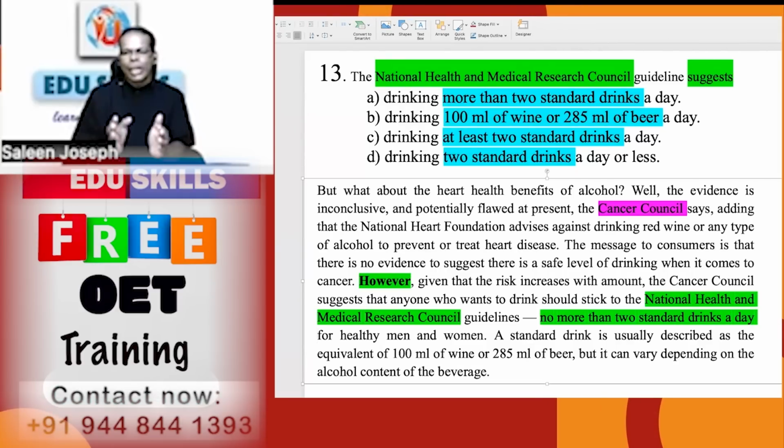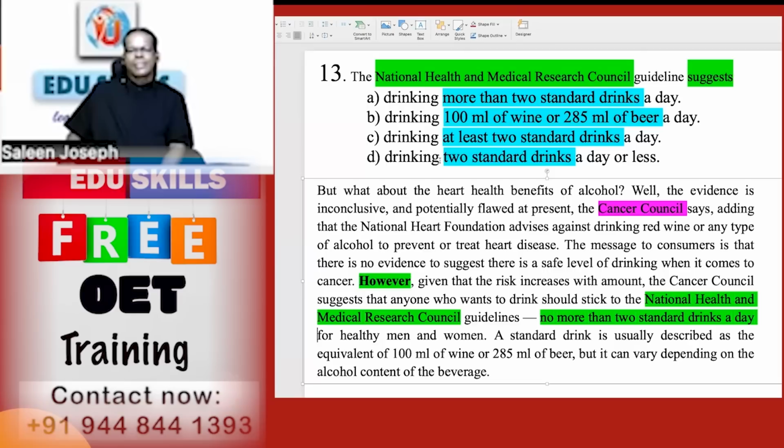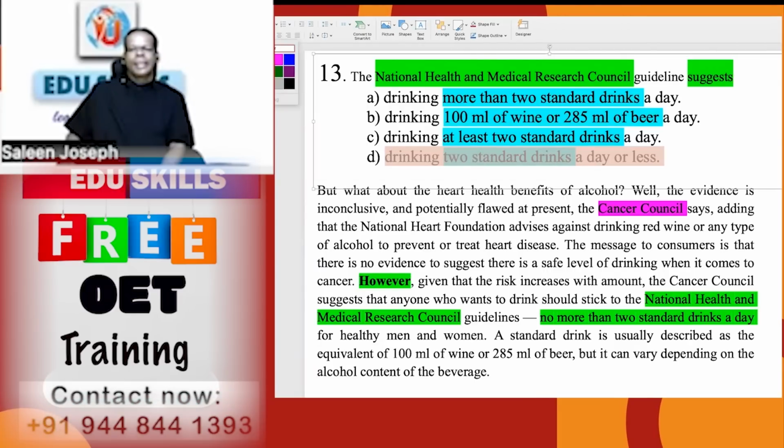So it's not whether you have found out the answer, but how quickly you can find out the answer. Here, Cancer Council says just follow the guidelines of the National Health and Medical Research Council, which says no more than 2 standard drinks a day. See, the paraphrasing is given here. What is it? Drinking 2 standard drinks a day or less.